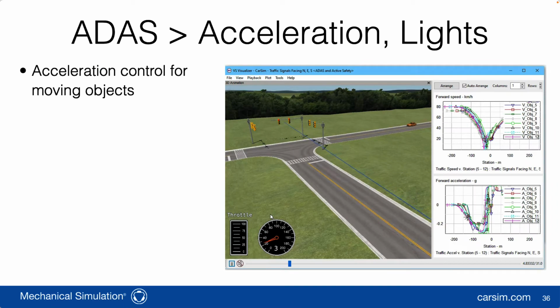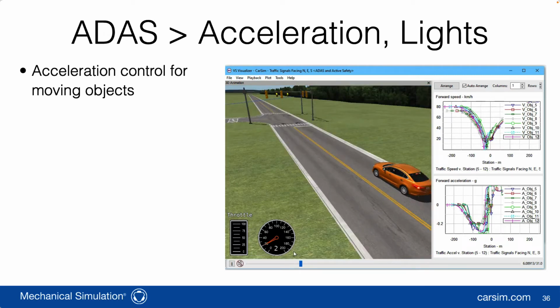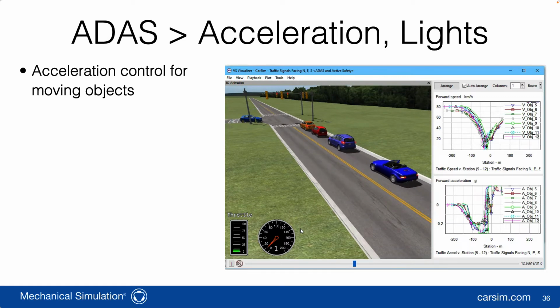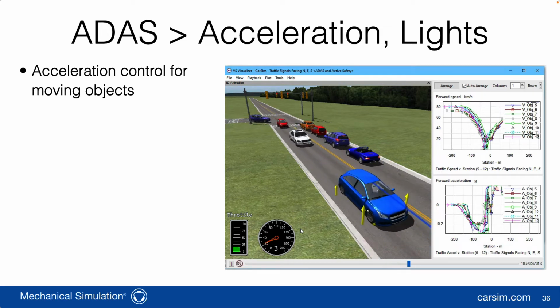Now when we get to the ADAS simulations, we have typically an ego vehicle and multiple moving objects, where the moving objects are programmed to behave as pedestrians or bicycles or other traffic vehicles. In this case, there's one ego vehicle. That's the blue car that is coming from the other way that has the yellow force arrows on it. Everything else is a moving object, and they're operating under acceleration control to give them realistic motions.